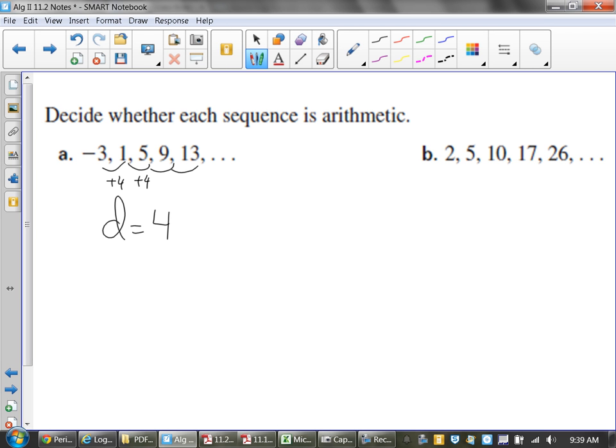Whereas on the other one, it's going 2, 5, 10, 17, 26. It's going up by 3, 5, 7, 9. Is that arithmetic? No. It's a pattern. You could probably figure out the next couple of terms within the sequence, but it is not what we would consider an arithmetic sequence. It does not have a constant difference. All right? It's that explicit, if you will.